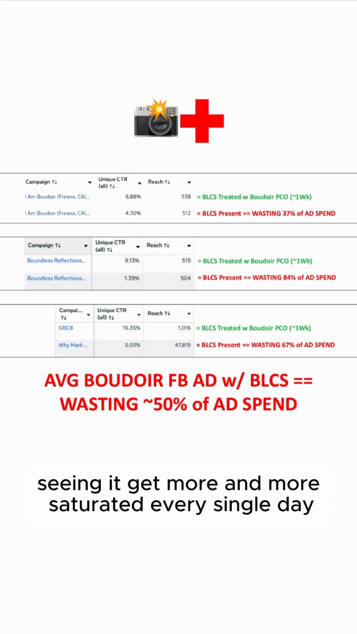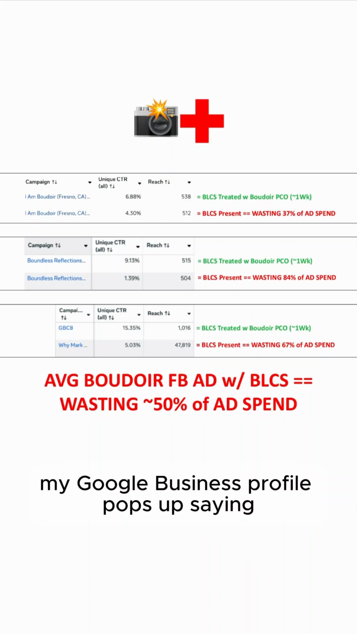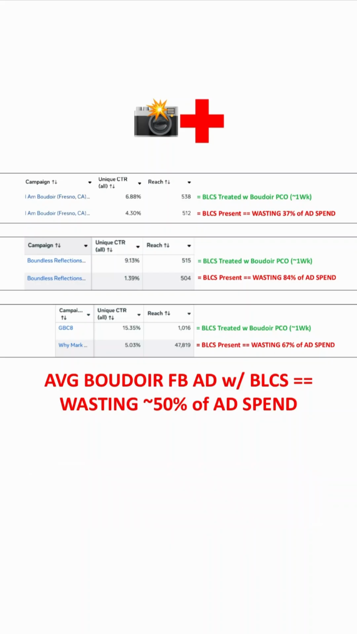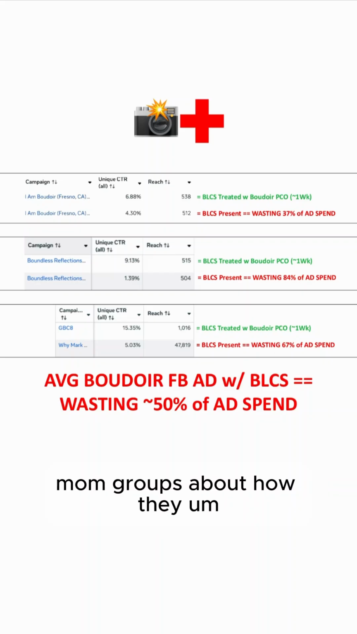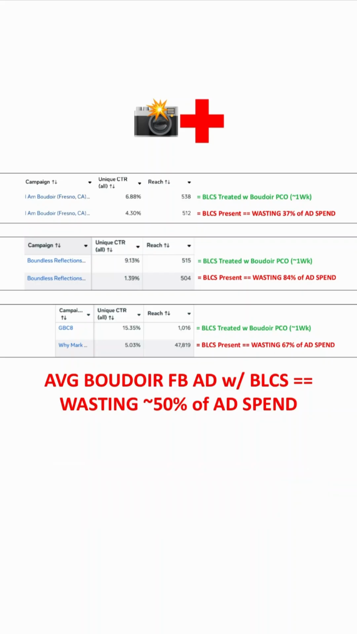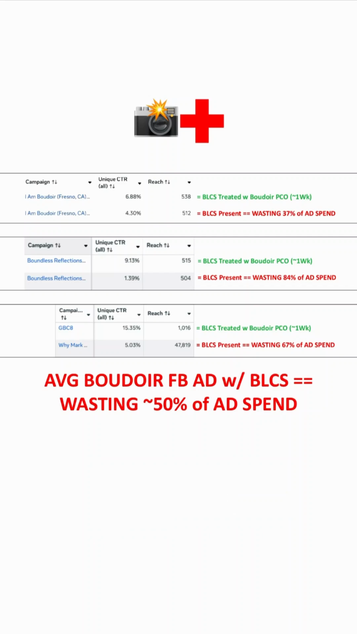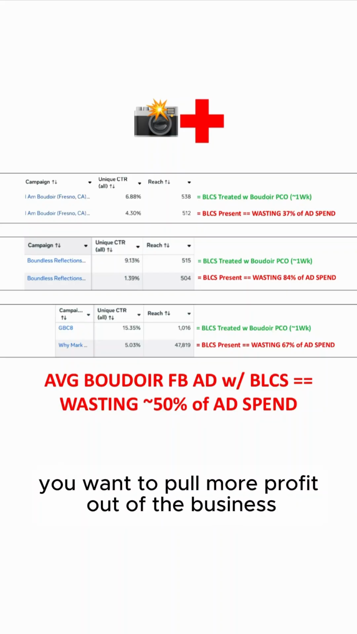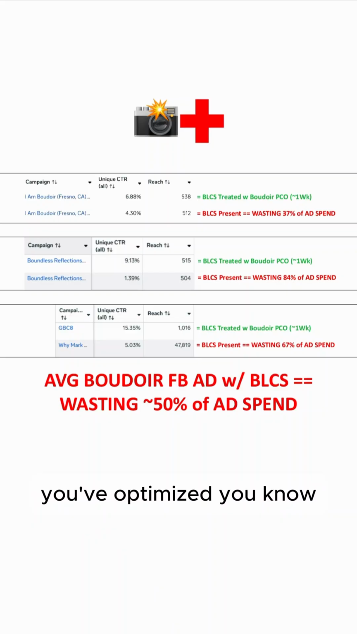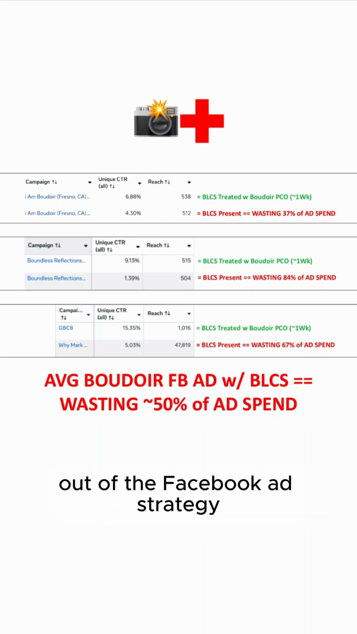and you're looking at the marketplace, seeing it get more and more saturated every single day. Every time someone gets a new iPhone, it seems like a new Google business profile pops up saying they offer boudoir in your city. Or anytime someone gets a new camera, it seems like they're posting more in the mom groups about how they now offer boudoir. So you're seeing the marketplace get more saturated, and you're seeing inflation keep hitting, trying to live. Prices going up everywhere, and so you decide you want to pull more profit out of the business. You've optimized other places in the business, but now you're ready to pull more money out of the Facebook ad strategy.